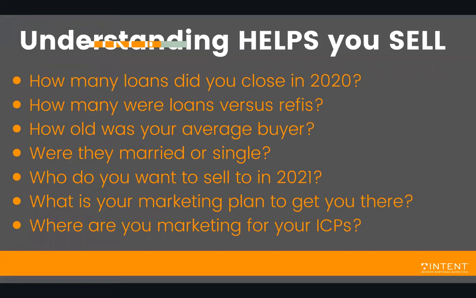But understanding all of this is going to help you sell. When you know how many loans you closed in 2020, evaluate how many were purchase loans versus refis. Then take your list and figure out how old your average buyers were. Were they married or single?